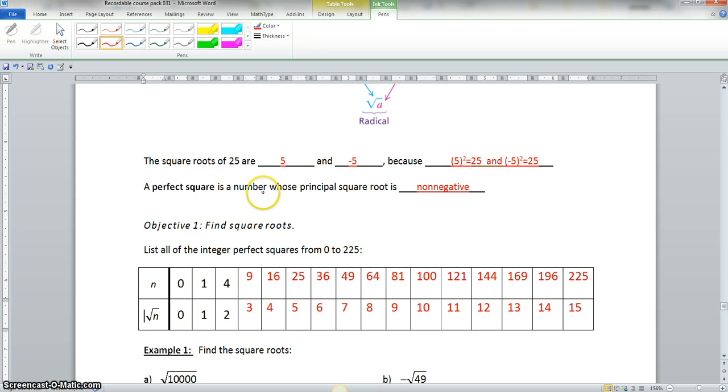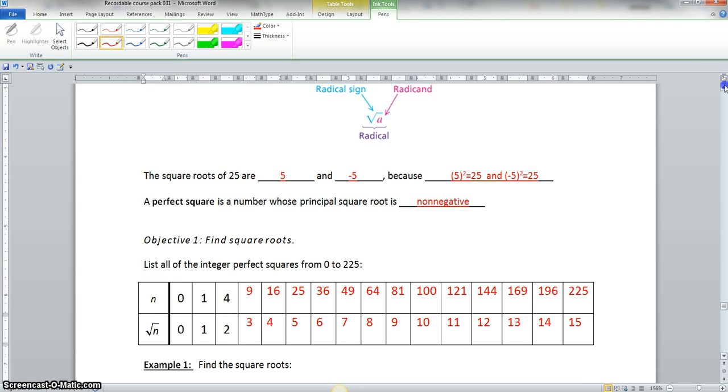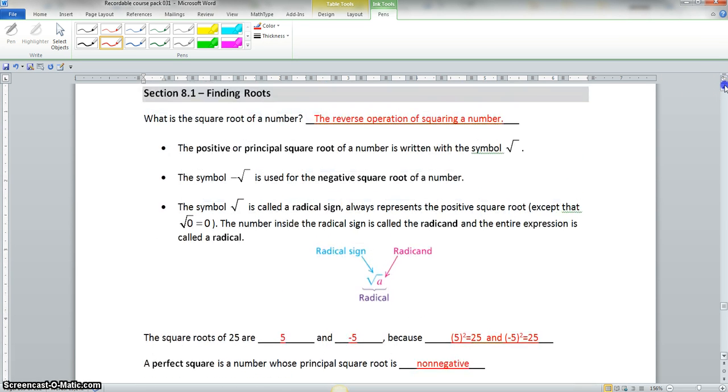A perfect square is a number whose principal square root is non-negative. Well, remember what was stated up here. For the time being, we're going to use the positive square root. Even though this has two answers of 5 and negative 5, we're just going to use the positive 5 for right now.